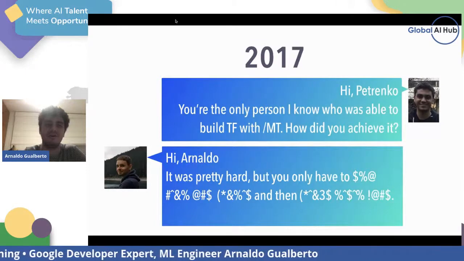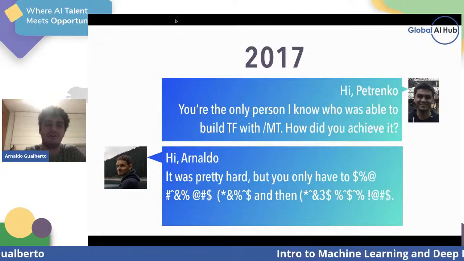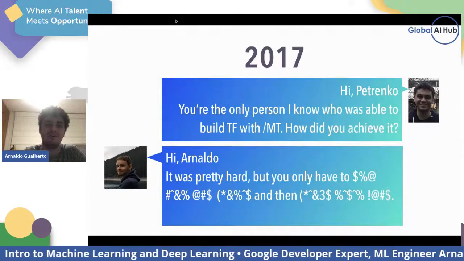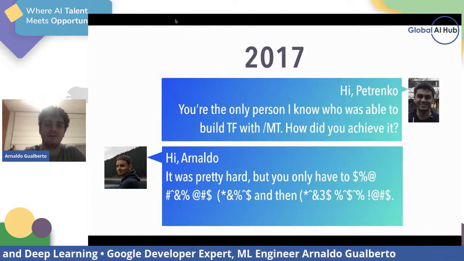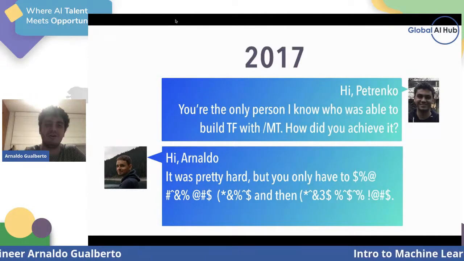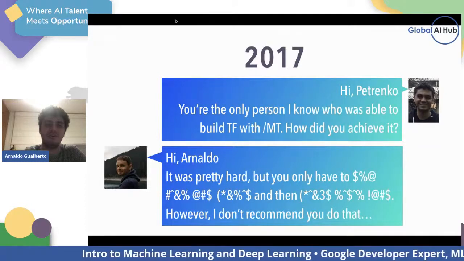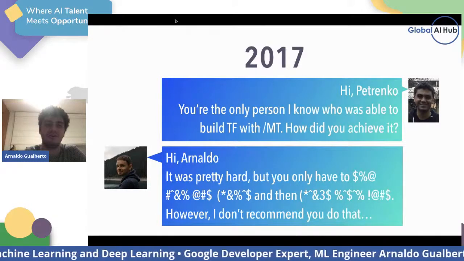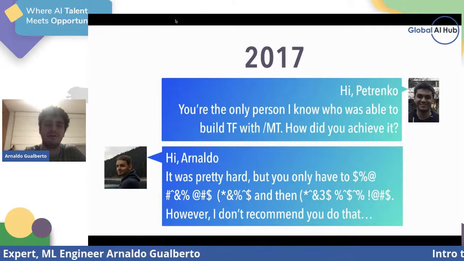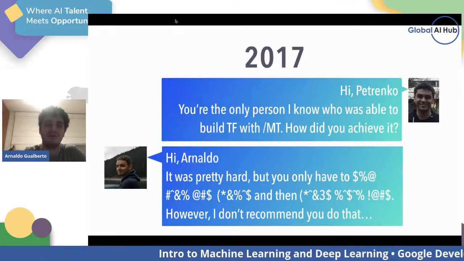Petrenko is a Russian guy, if I'm not wrong. I talked to him in English, but what he said to me was Greek. I didn't understand a single word, but there was something he said in that email that I never forgot. He said, "However, I don't recommend you to do that." But I had to make it work, because I said to my boss that I trained a deep learning model that was better than our previous machine learning solution.